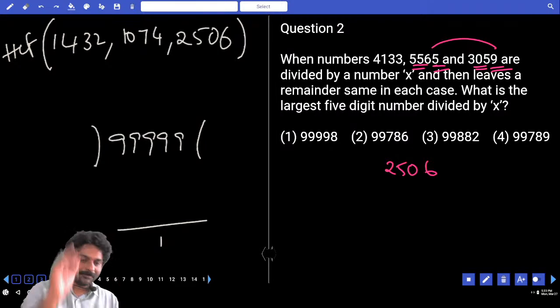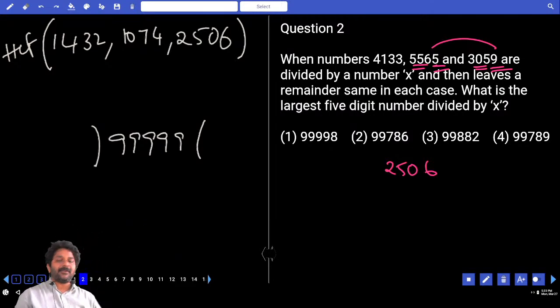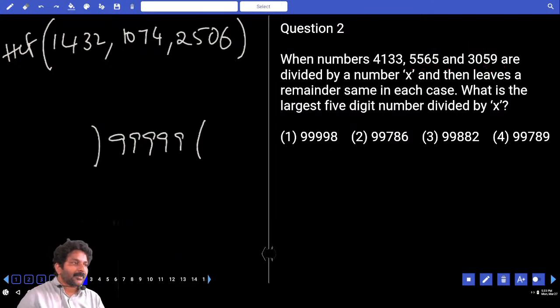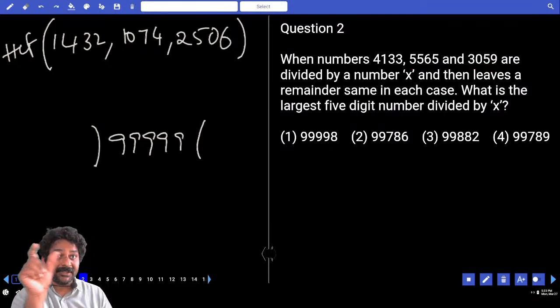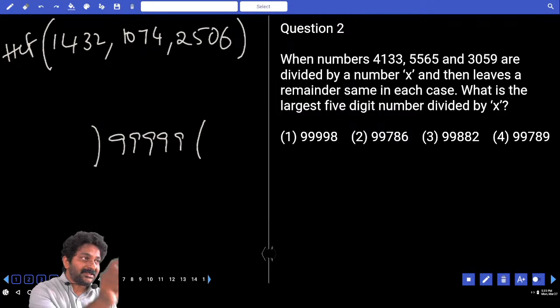So now let's start. So first, what do you need to find out? HCF. How do you find out HCF? Take the difference between 2 numbers such that it must be the smallest difference. That is a technique for HCF.